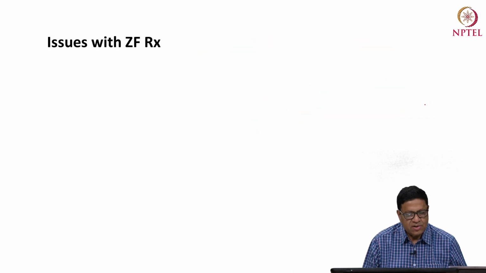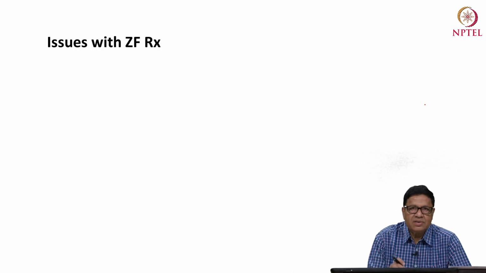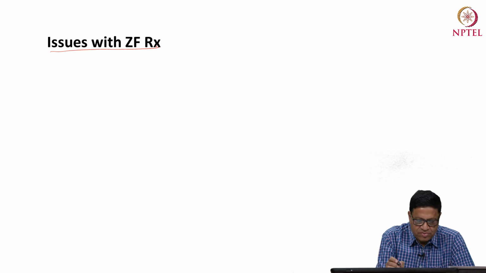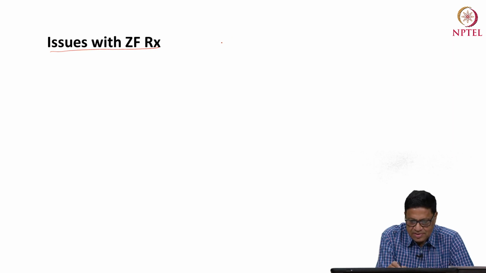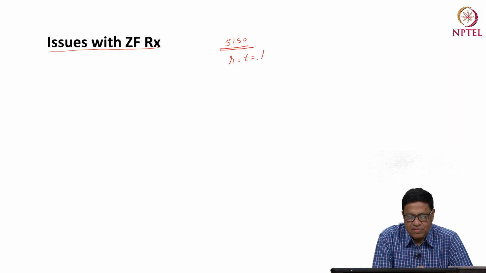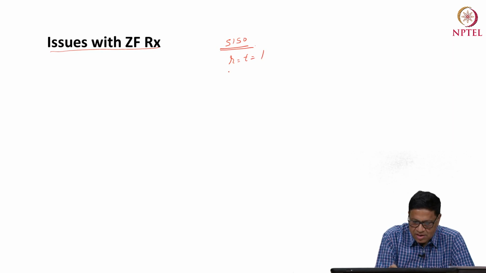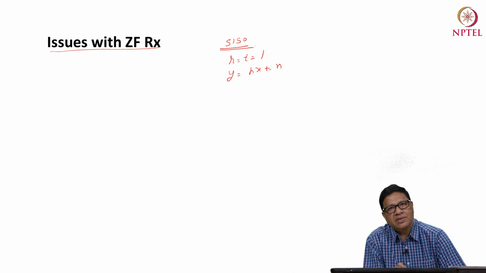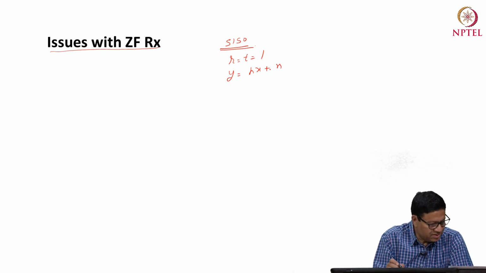So let us understand what the issues are with the zero forcing receiver. Let us take an example of a SISO system, single input, single output, where R is equal to T is equal to 1. There is only one transmitter and one receiver. Now, Y is given by HX plus N, where Y is the output, H is the channel coefficient, X is the input data, plus noise.